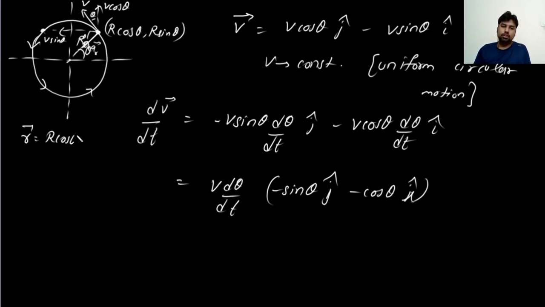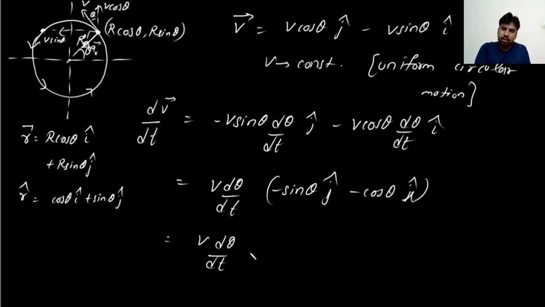The position vector is R cos theta i cap plus R sin theta j cap. So R cap will be equal to how much? Cos theta i cap plus sin theta j cap, just a unit vector. So can I write this as v d theta by dt into minus R cap? Because it's exactly negative, right? Cos theta i cap minus cos theta i cap, sin theta j cap minus sin.